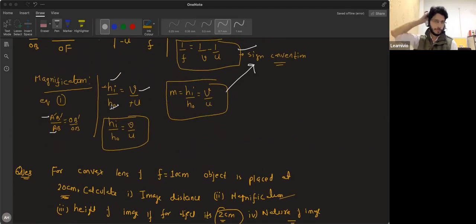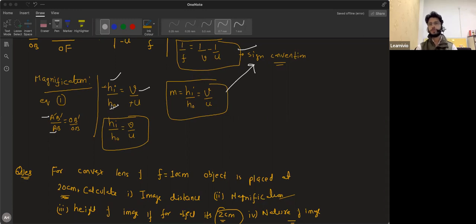Note down this question and write your answer in the chat room. A simple formula-based numerical on lens formula: calculate the image distance, magnification, height, and nature. Please write the answers of all 4 parts simultaneously in the chat room. Don't send me the answer of one part. Just calculate all 4 parts and write the answers of all in a single message.